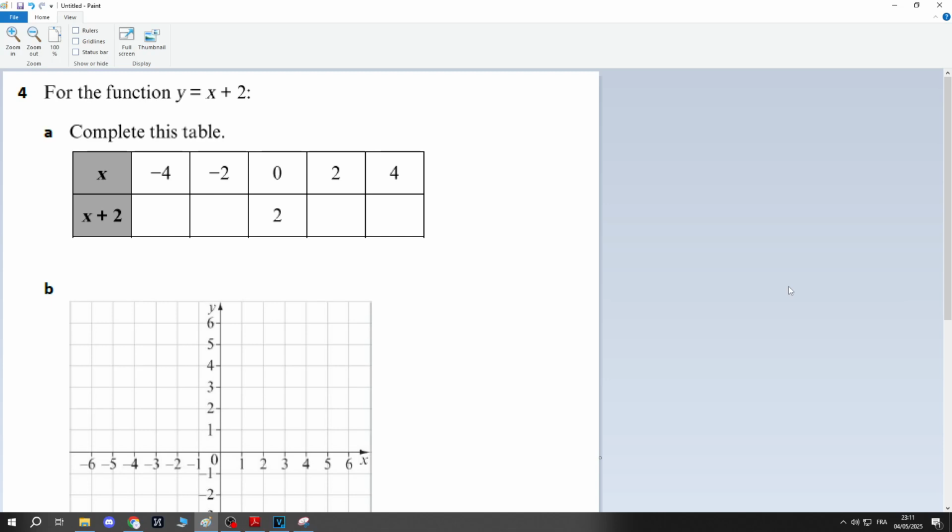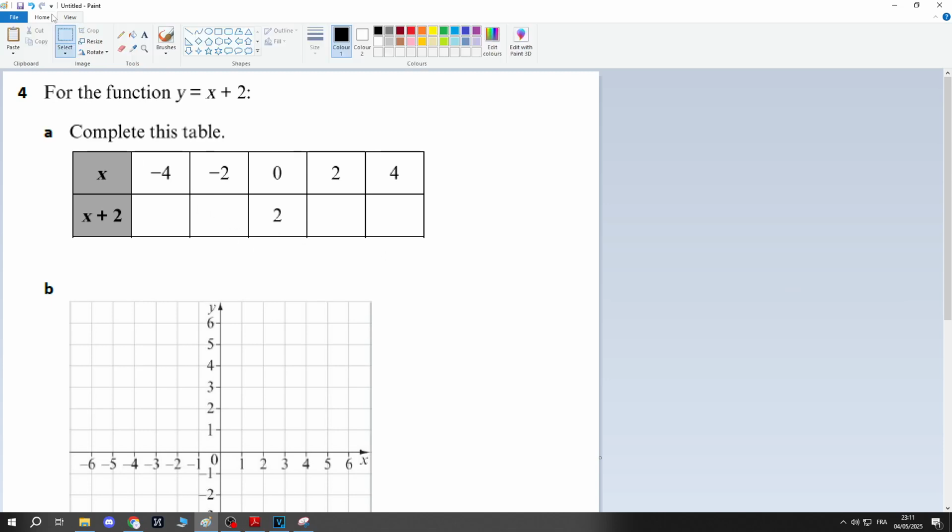We keep going, and we move on to question 4. And this is the start of 11.2. For the function y equals x plus 2, they gave you a bunch of questions. So let's look at A. Complete this table. Very simple.